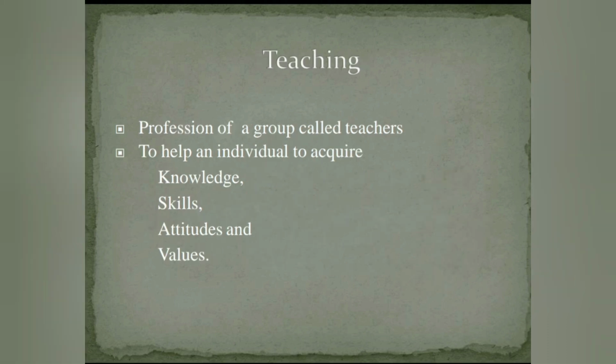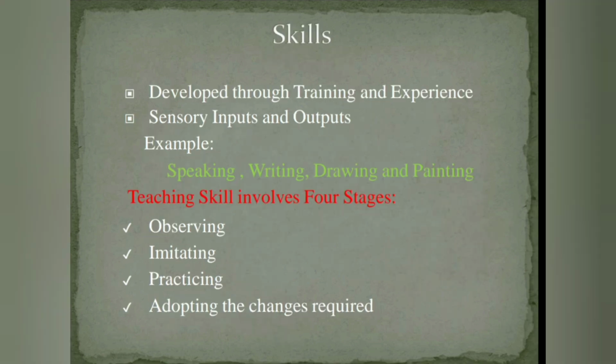Second comes teaching. So it is a profession of a group called teachers. So these teachers help an individual to acquire knowledge, skills, attitudes and values for their lifetime. So the third comes skills. So for the betterment of our life, skills are really important. So these skills are developed through training and experience in a sequential way. So to develop those skills, our sensory inputs and outputs are really important. For example, speaking, writing, drawing and painting, etc.